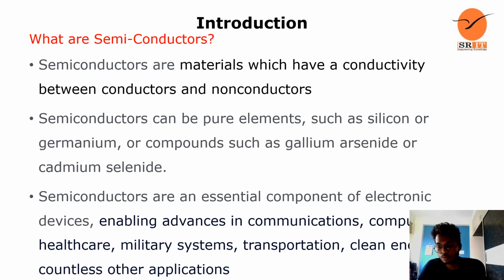So before going into the topic of direct and indirect bandgap semiconductors, first we will learn what are semiconductors. Basically, semiconductors are materials which have a conductivity between conductors and non-conductors, that is insulators. The energy band gap between the valence band and conduction band would be like an average energy gap. So the materials which fall under this range are called semiconductors. These can be pure elements such as silicon and germanium, or compounds such as gallium arsenide and cadmium selenide. These are the examples of semiconductors.